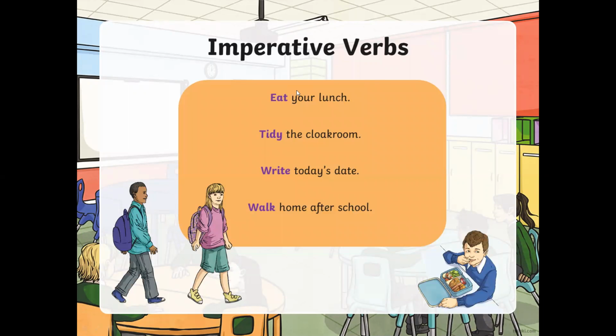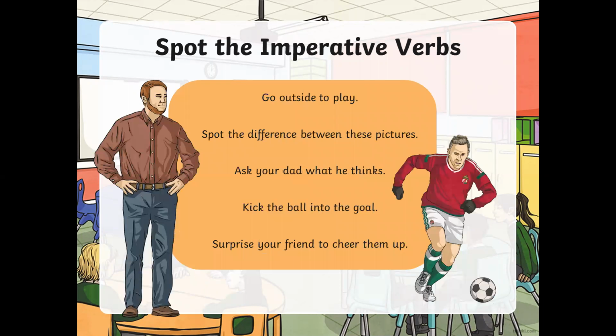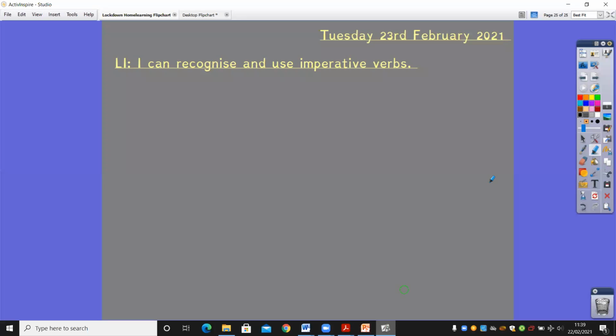We know that all of these are command sentences because they begin with a verb. In fact, they begin with an imperative verb. Very good. Well done, children. So let's have a go at spotting some imperative verbs. Can you spot imperative verbs in these sentences? Let me see if I can get a highlighter again.